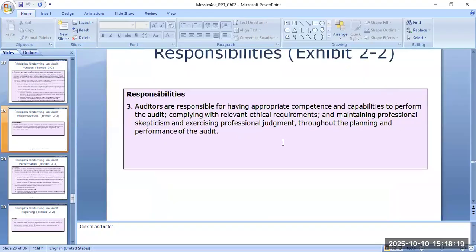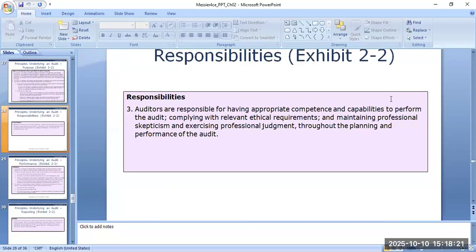Now, the auditors are responsible for having appropriate competence and capabilities to perform the audit. So that's their responsibility. Second, complying with the relevant ethical requirements. Third, maintaining professional skepticism and exercising professional judgment, starting with the planning and through performing the audit. So not only through the audit, but also from the start with the planning.